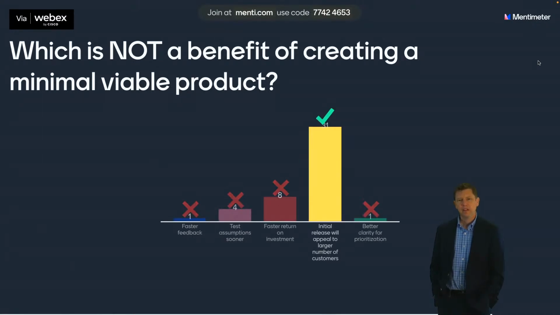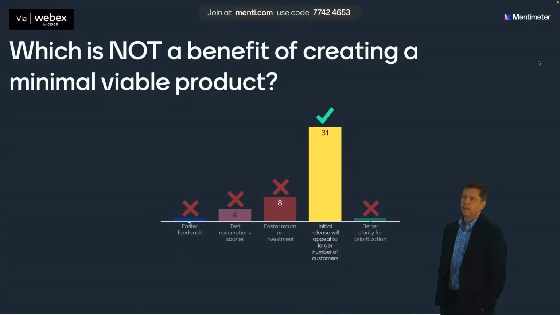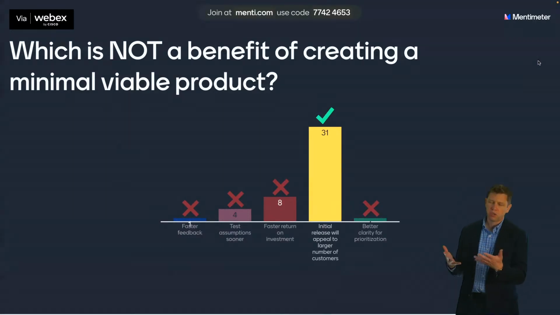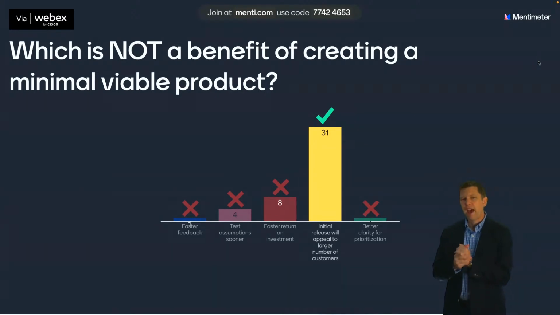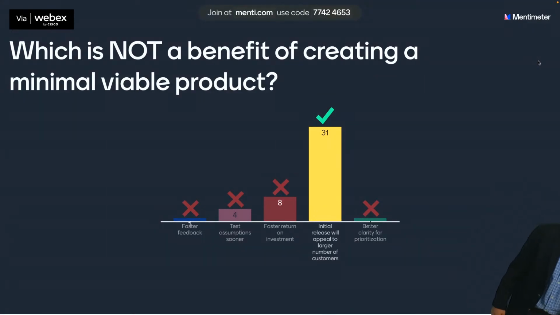So yes, initial release will appeal to a larger number of customers. If you're releasing a minimal viable version of something, and I'm thinking especially in the consumer space, you're likely to have a smaller subset of people who would be early adopters. So the initial release will probably appeal to a smaller number of customers instead of a larger number, because it's much more focused on who it's useful to.